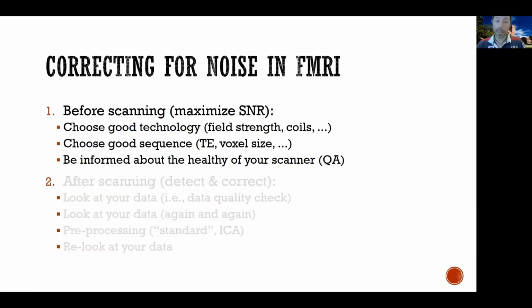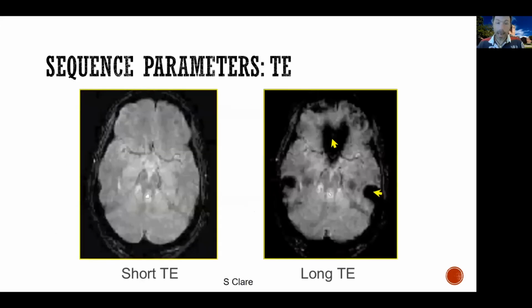So let me give you a couple examples of maximizing SNR before you start. As I said, choosing the right parameters is particularly important. Here I'm giving you an example with TE. You'll remember from the biophysics of BOLD that TE plays a crucial role. If you wait too long, protons will dephase, and they will dephase so much that you will get no signal, right? So the image will look black.